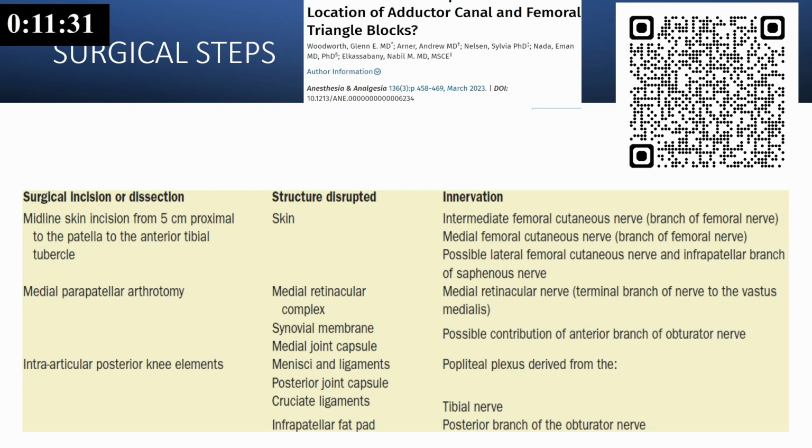Thereby meaning, the innervation of the medial capsule should be the most important to anesthesiologists for pain relief. What about the intra-articular dissection which they are going to perform? They are going to perform it on menisci, ligaments, posterior joint capsule and some infrapatellar fat pad. This would be entirely taken care of by the popliteal plexus, which supplies the posterior knee joint.